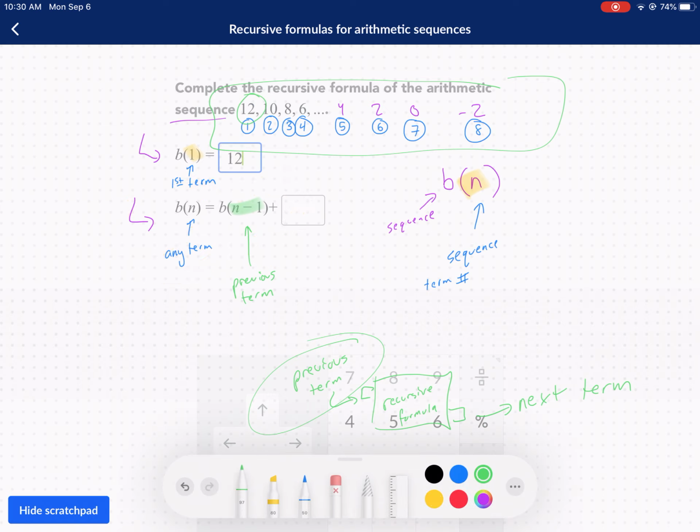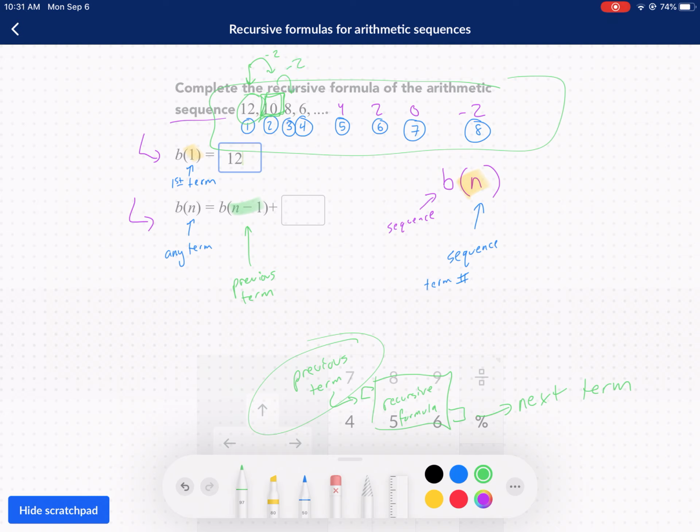So if we're looking here at the top, we see 12, 10, 8. What are we doing to 12 to get to the next term? Okay, we take 12, we do something to it, and we get 10. What do we do? We subtract 2. Then to get the third term, how do we get the third term? We take 10, we do something to it, and we get 8. What do we do? We subtract 2.